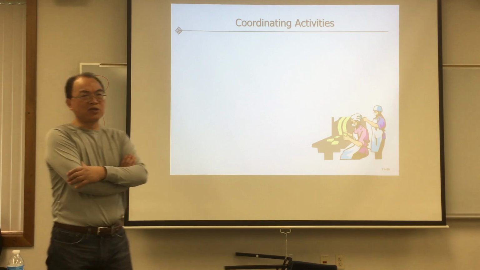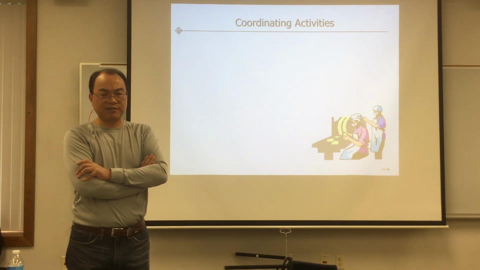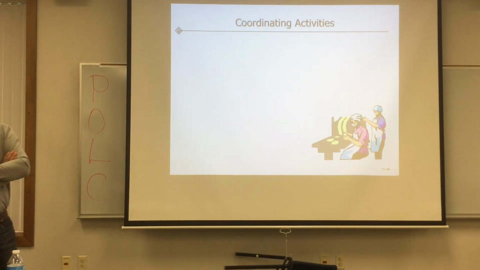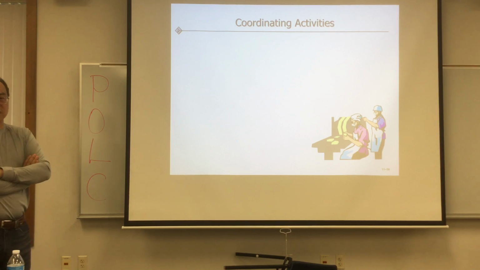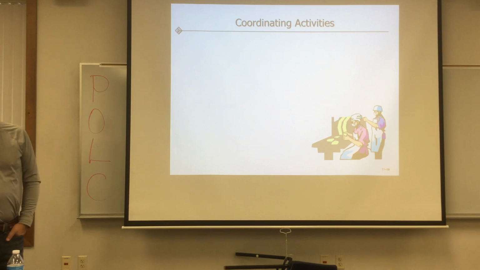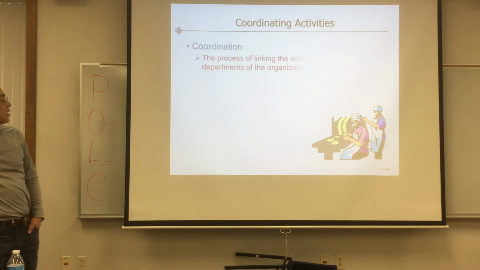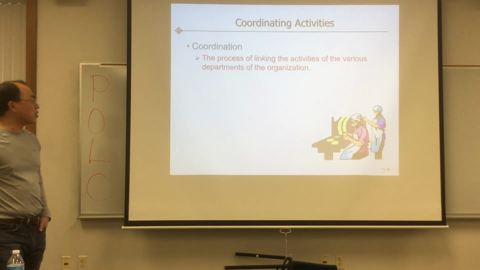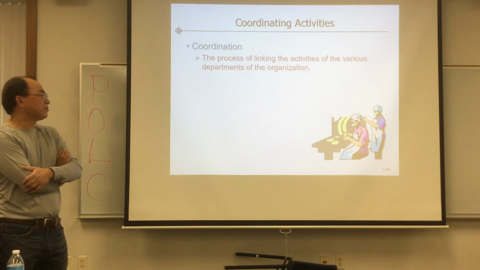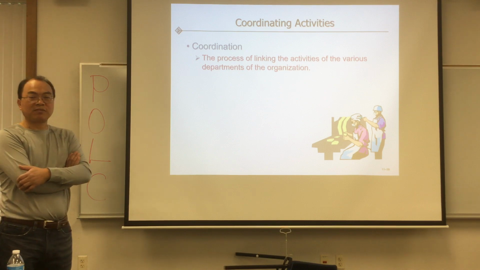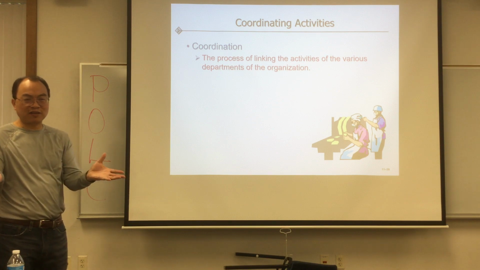The fifth one we'll talk about today is coordinating activities. Business requires a lot of different functions, right? I mentioned a car, making airplanes. You need hundreds of thousands of parts. So you need to coordinate resources, human resources, financial resources, or time. Okay. So basically coordination is trying to link the activities of different departments into one to reach a synergy effect.